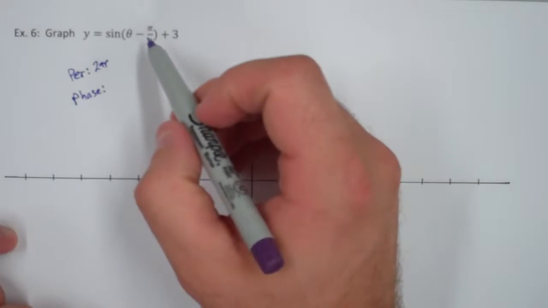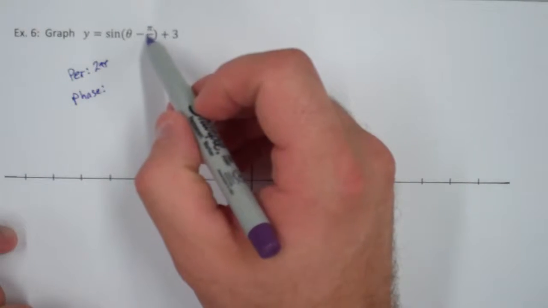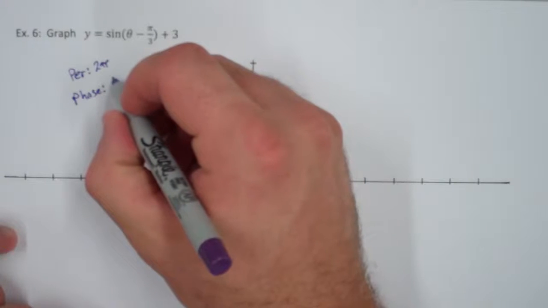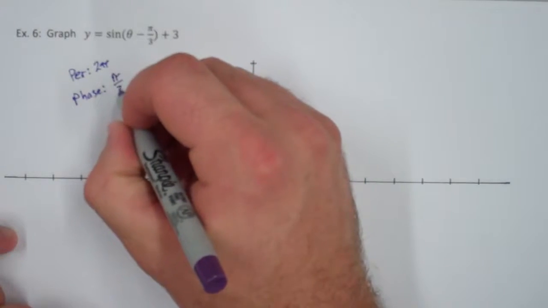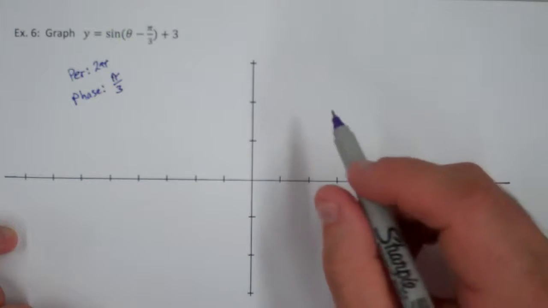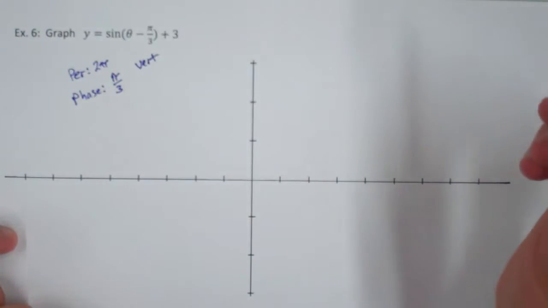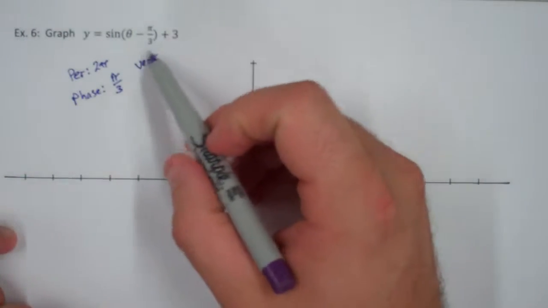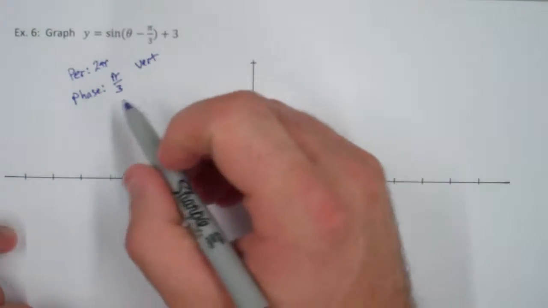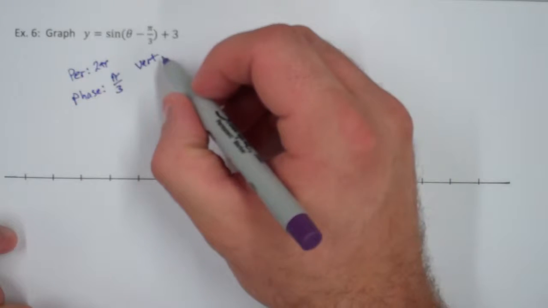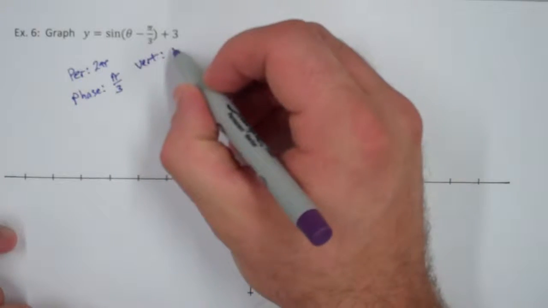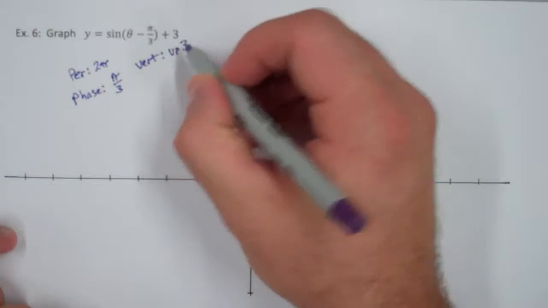So the phase shift is going to be c, which is negative pi over 3 over 1, and I'm just going to leave that as pi over 3. The vert shift, and this may not work out well for me because I've now drawn all over the graph where I'm going to have to be, but we'll see how it works. So the vert shift is going to be just up 3.